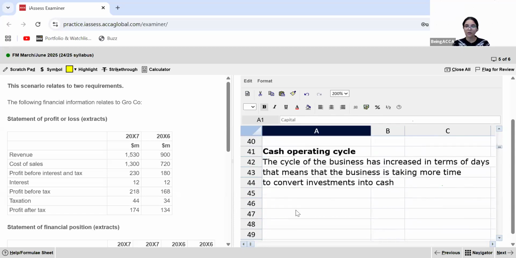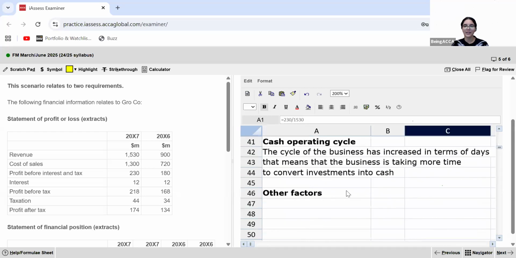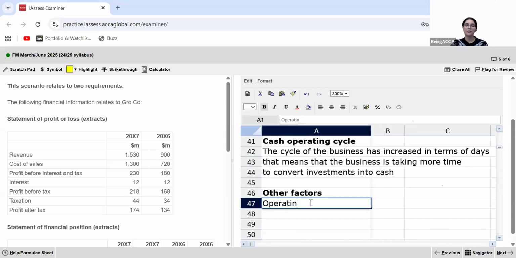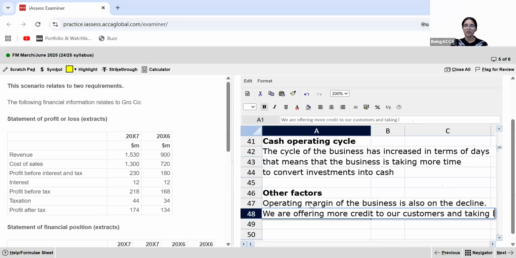What else can we possibly talk about? Some other factors that we can say, other factors. I can tell that the operating margin also we had calculated. Earlier, it used to be 20%, now it is down to 15%. So we can say that the operating margin of the business is also on the decline. We are offering more credit to our customers and taking longer to pay our suppliers. So this is something that you can add here.